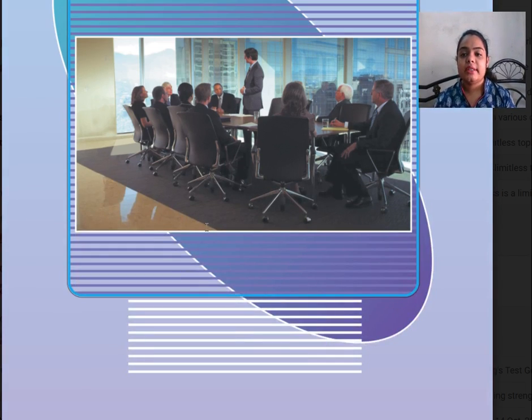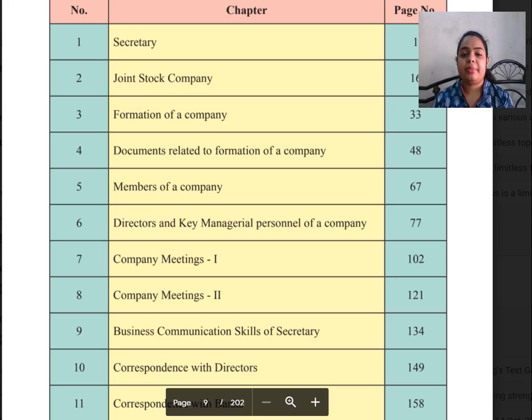Let's study about that. I'll give you a brief introduction about the topics which we shall be studying in this chapter. So first chapter which we shall be studying is about the secretary. This is an introduction chapter about the secretary. Then next we have joint stock company. In joint stock company we shall be studying how a company functions on the basis of a secretary who plays an important role in a company.